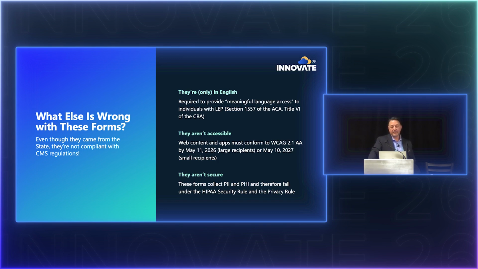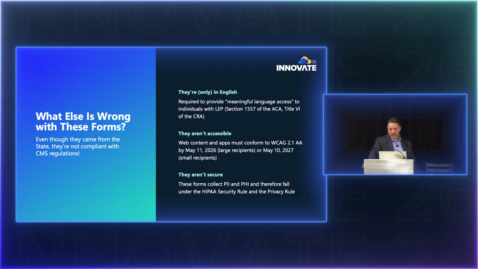You're going to miss Section 1557 of the ACA and Title VI of the CRA by filling out this form. And it's almost like the government's setting you up for failure by giving you a form that isn't even compliant with government regulations. These forms are not accessible in any way, shape, or form. They wouldn't pass contrast ratio. They wouldn't pass a whole bunch of other tests that we are now subject to.